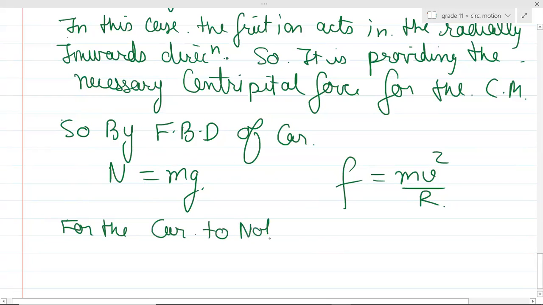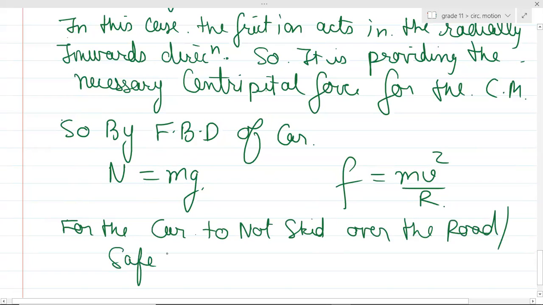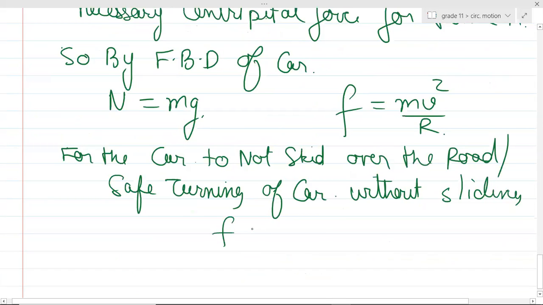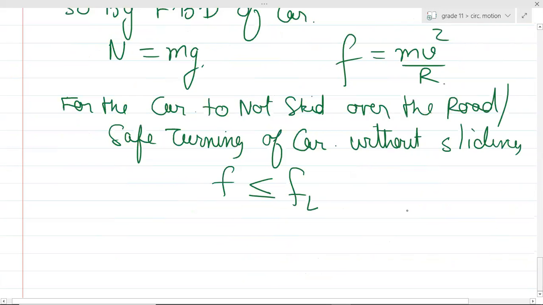And now for the car to not skid over the road, or basically you can say for the safe turning of the car without sliding, this friction should be less than the limiting friction. Yes or no? Friction should be less than limiting friction.